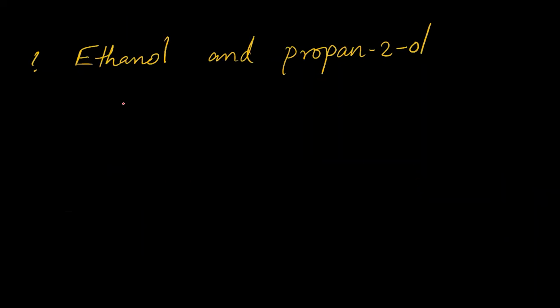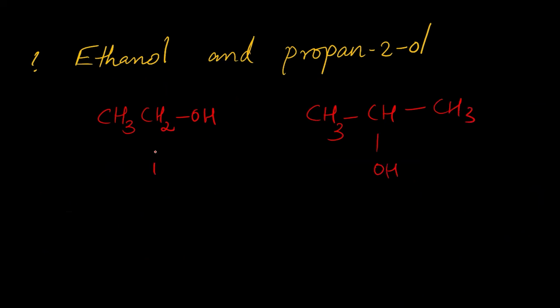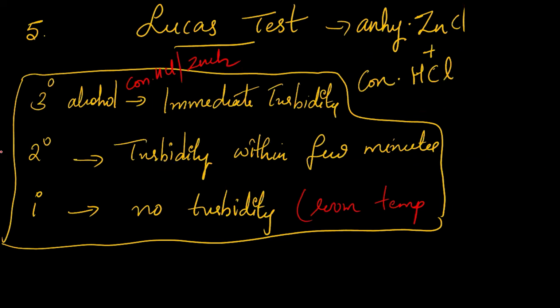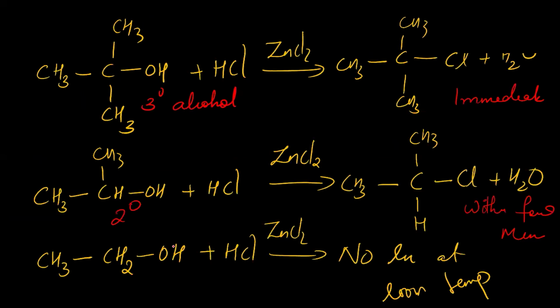So how will you distinguish ethanol and propan-2-ol? Ethanol is CH3CH2OH. And propan-2-ol is CH3CHOH-CH3. So this is a primary alcohol, and this is a secondary alcohol. So you can distinguish them using the Lucas test. Very important: primary, secondary and tertiary alcohols are distinguished by Lucas reagent.